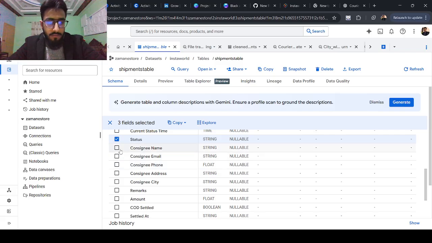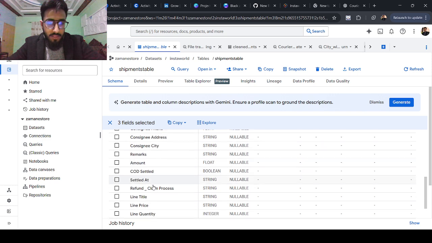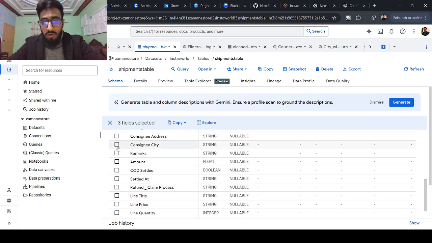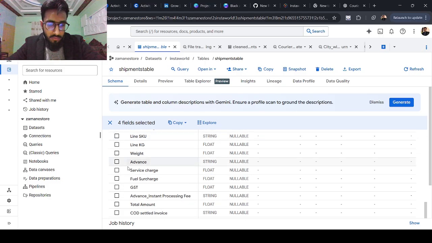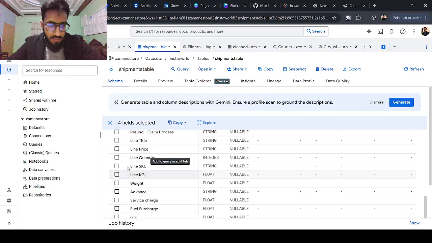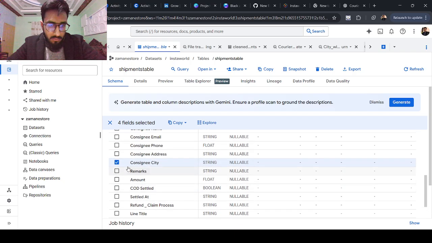And then we have this, which is all personal information, we don't need to share that. And then we have consignee city. This is important, we had to keep this. And then we had some other information, such as, let's see.